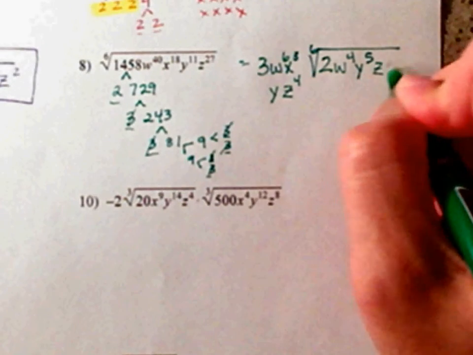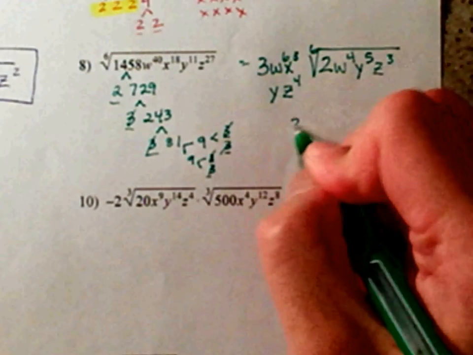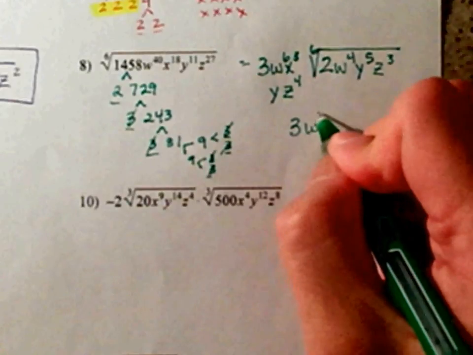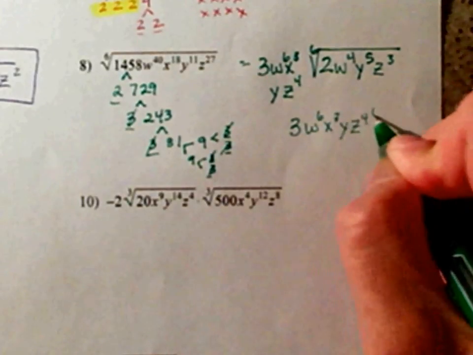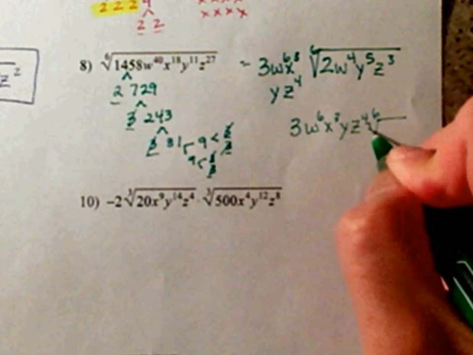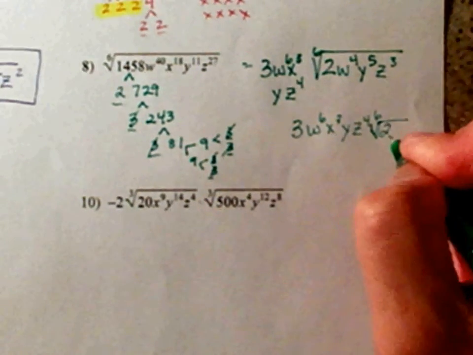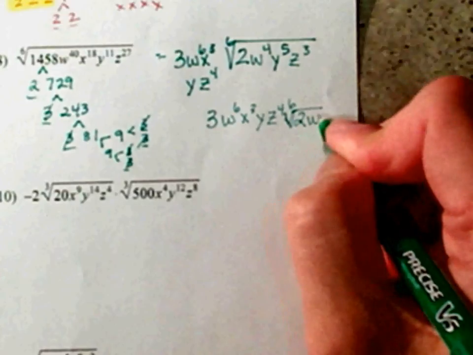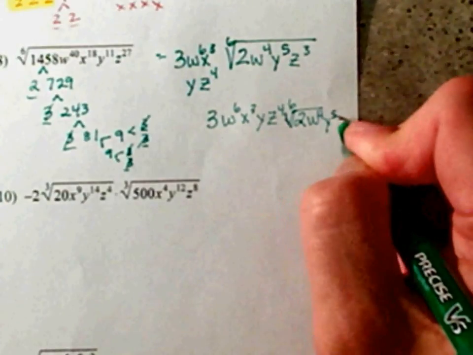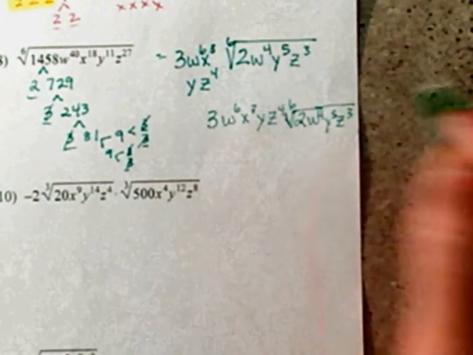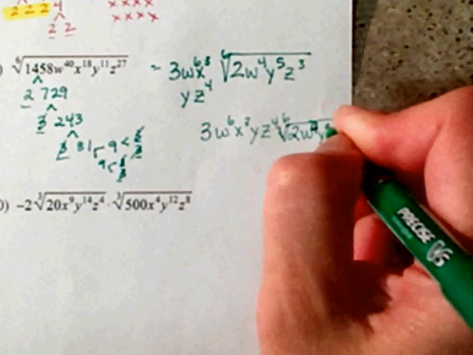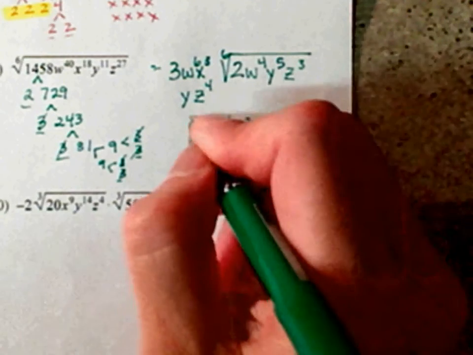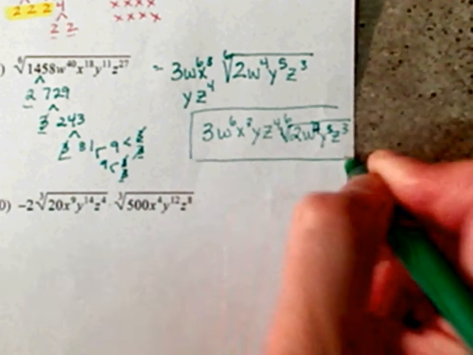Okay, so let me write it, make it better. W to the 6th, x to the 3rd, y, z to the 4th, 6th root, okay, of 2, w to the 4th, y to the 5th, and z to the 3rd. And there you have your answer. All right.